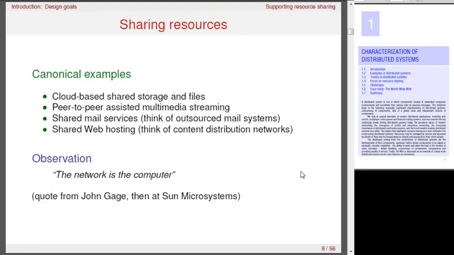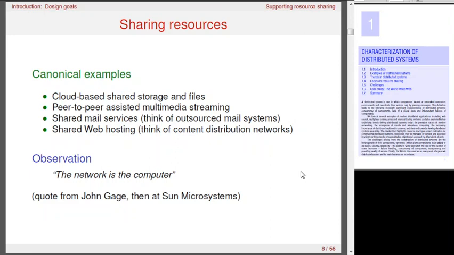So, sharing of resources. What it means is we want to share the resources. Examples are cloud-based shared storage and files, peer-to-peer assisted multimedia streaming, shared mail services, and shared web hosting. So these are different examples of sharing of resources.